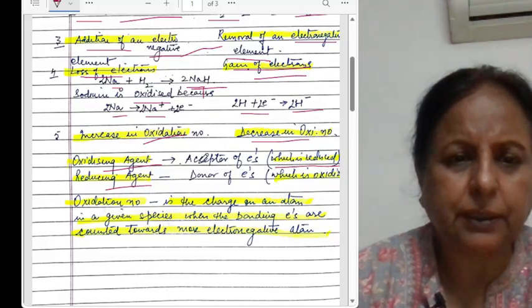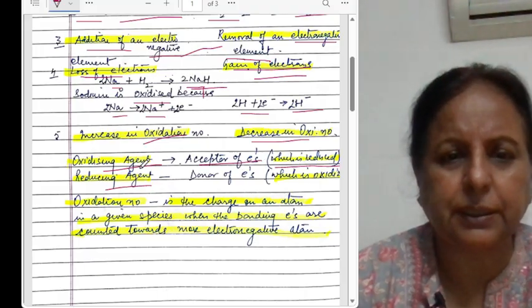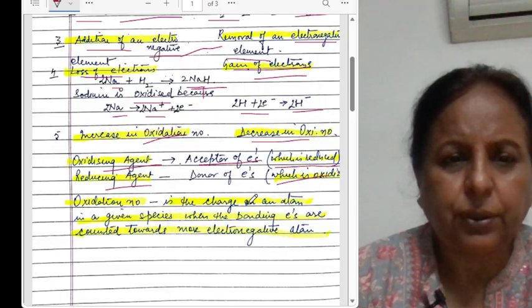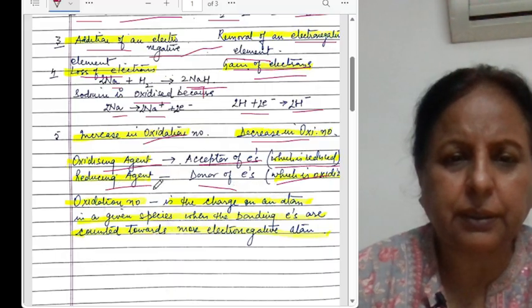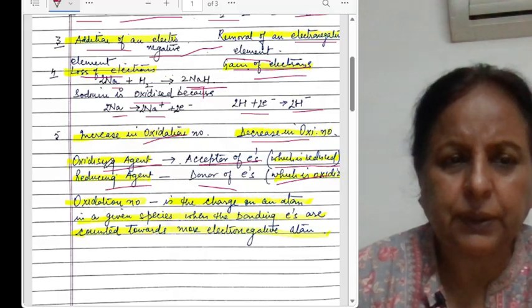The element or atom which is reduced, or which accepts electrons, is the oxidizing agent, and which is oxidized and donates electrons is the reducing agent. Right, and the one which takes electrons is the oxidizing agent.